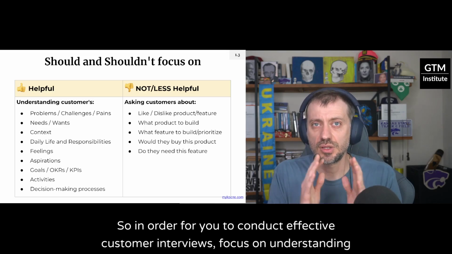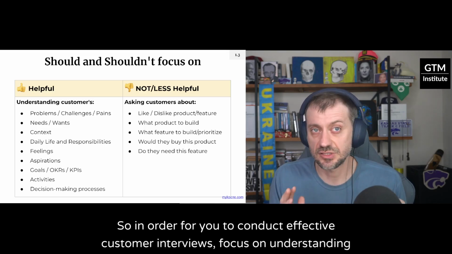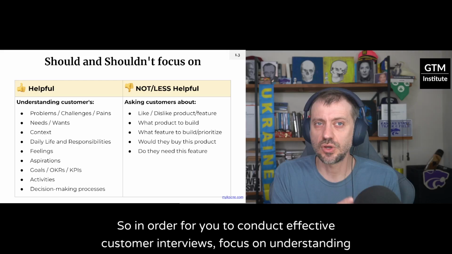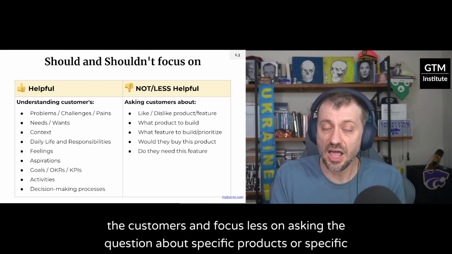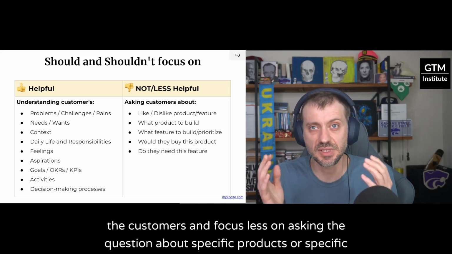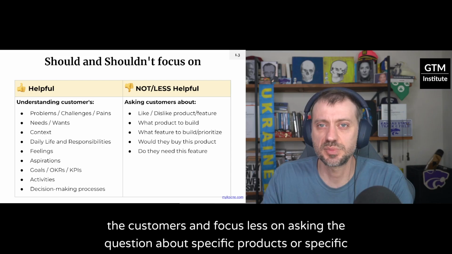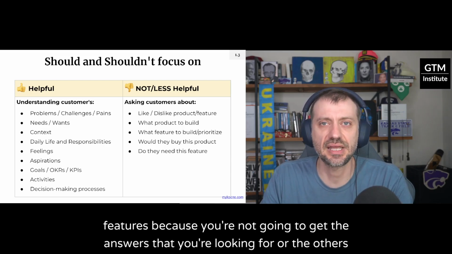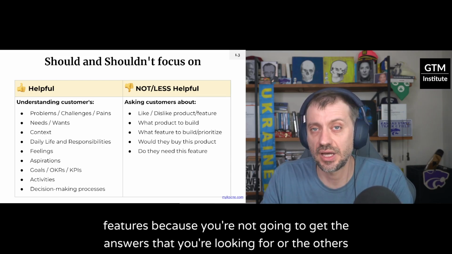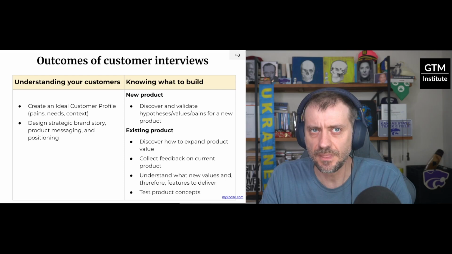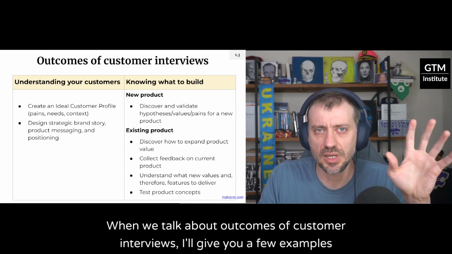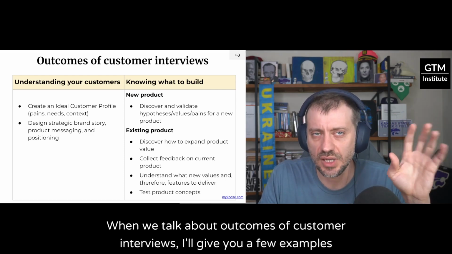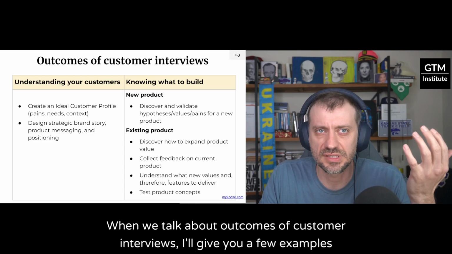So in order for you to conduct effective customer interviews, focus on understanding the customer and focus less on asking questions about specific products or specific features, because you're not going to get the answers that you're looking for, or the answers might be misleading.